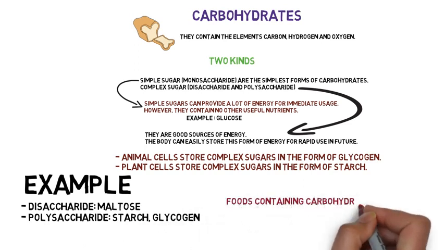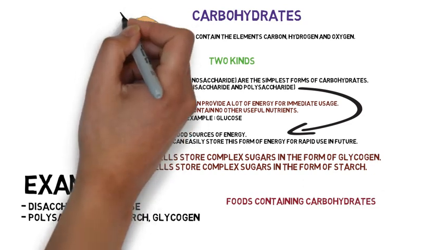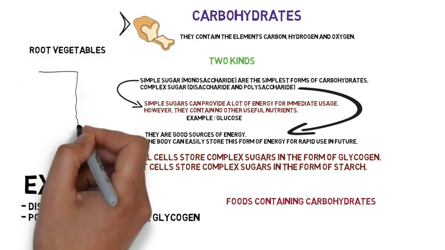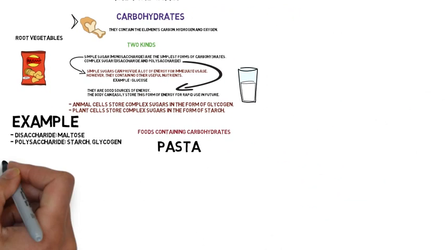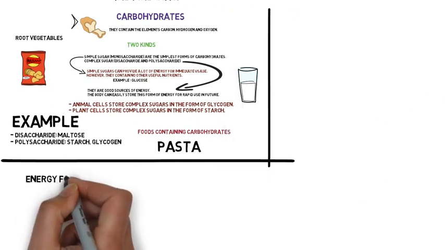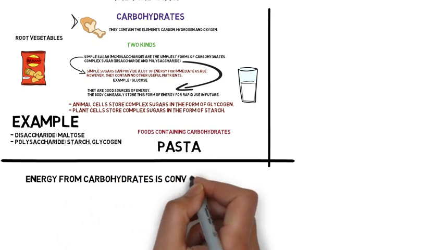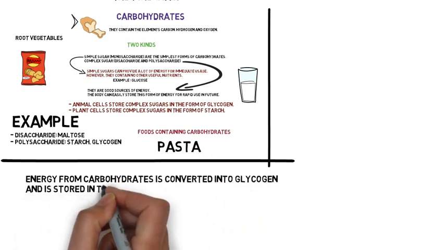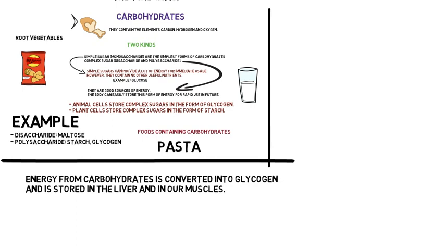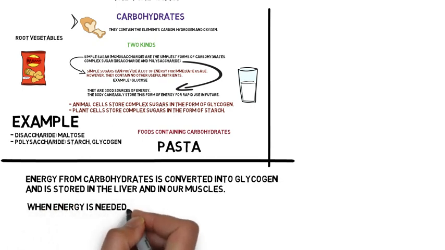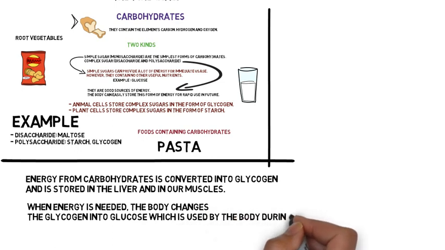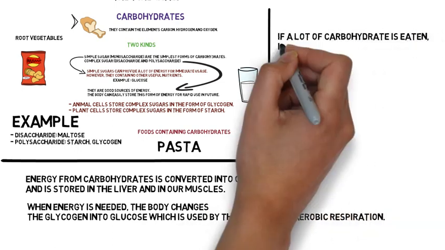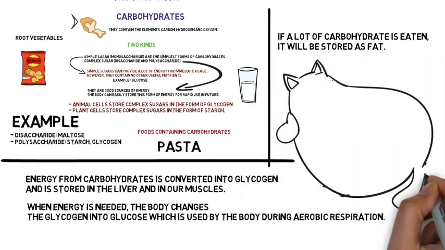Foods containing carbohydrates are bread, root vegetables, potatoes, pasta and milk. As mentioned before, energy from carbohydrates is converted into glycogen and is stored in the liver and in our muscles. When energy is needed, the body changes that glycogen into glucose, which is then used by the body during aerobic respiration. If a lot of carbohydrates is eaten, it will be stored as fat.